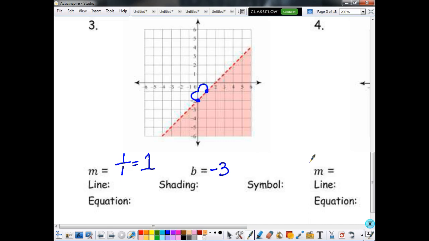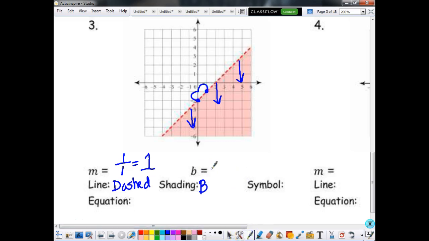So my line is dashed, or dotted, whichever you prefer. Dashed and dotted are the same. The shading, you point towards it, it's below. Oh, it's -2? Oh, yeah, it's -2. My bad. -2.